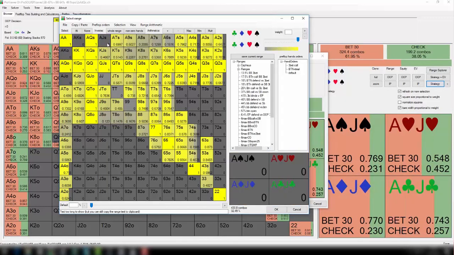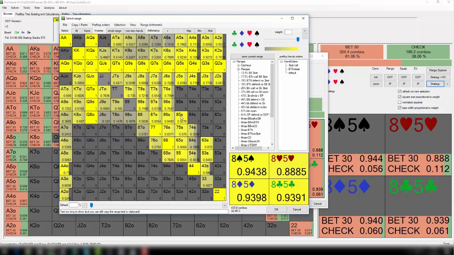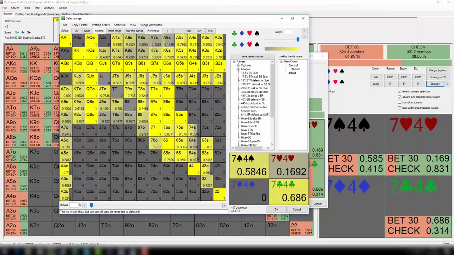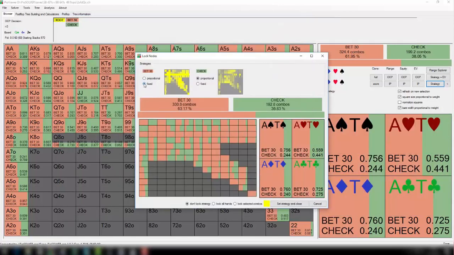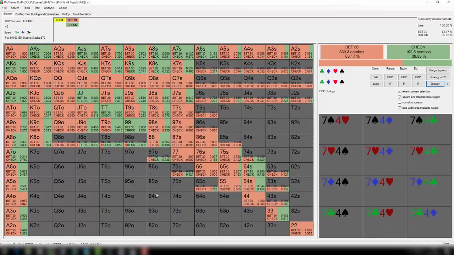Take the ace king out. And on the end we'll add in some hands down the bottom end, like the weaker bluffs. So take these up. So I think that'll do. Let's take a look at the effect it's had on the frequency. So click OK. Take that to fixed. So the frequency stayed roughly the same, and we've somewhat polarized the range there. So now hit lock all hands, set strategy and close.